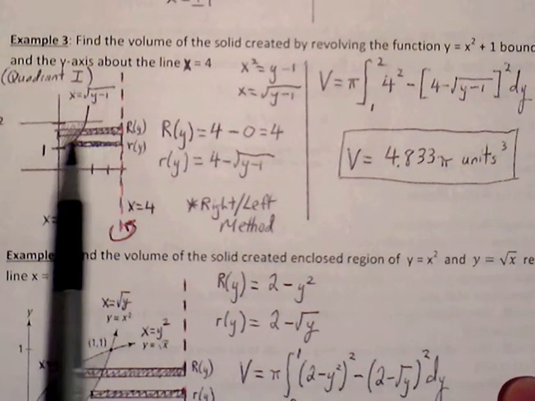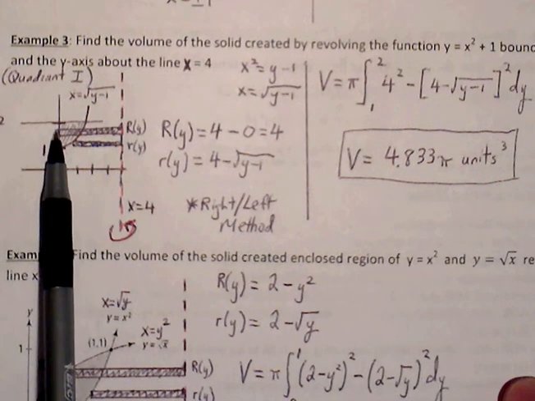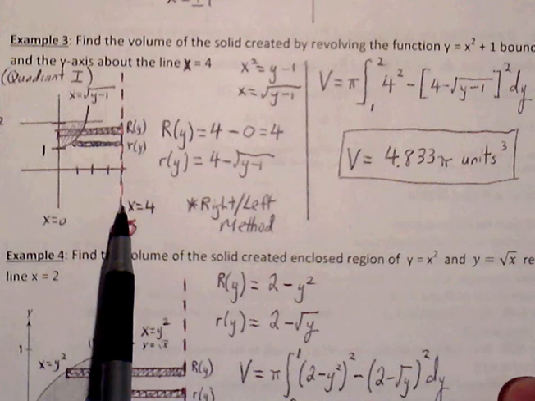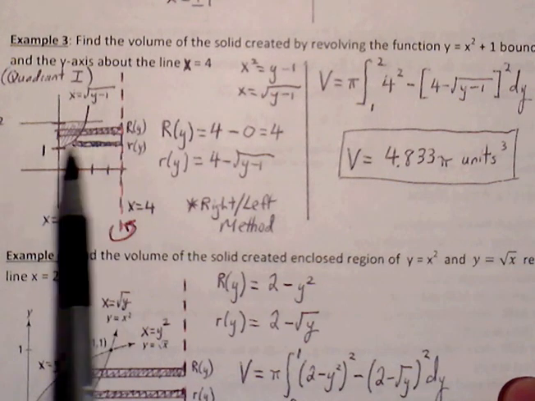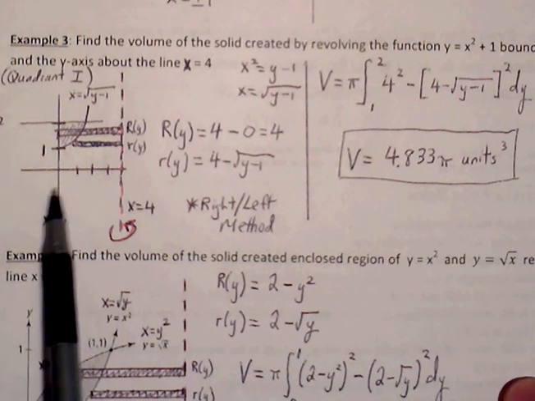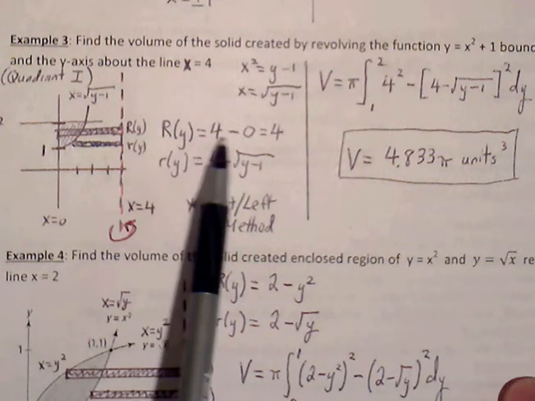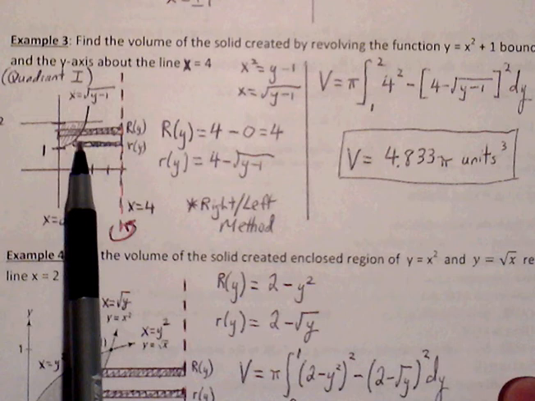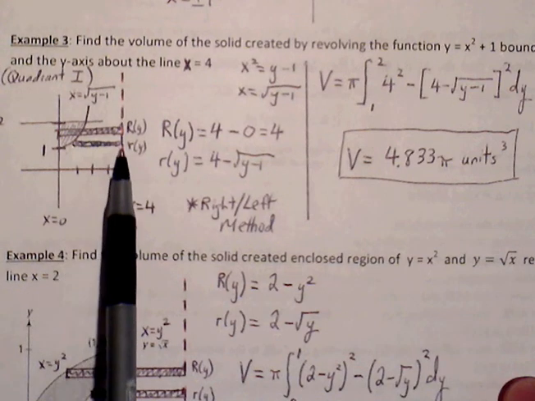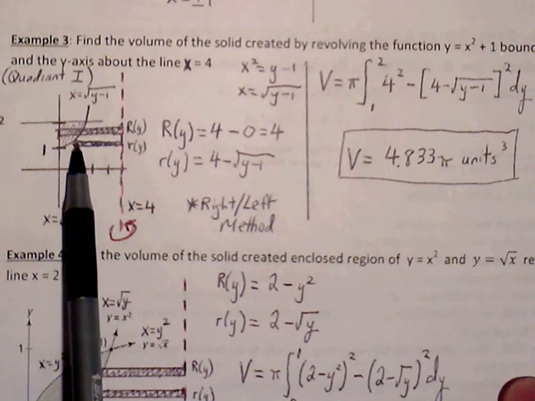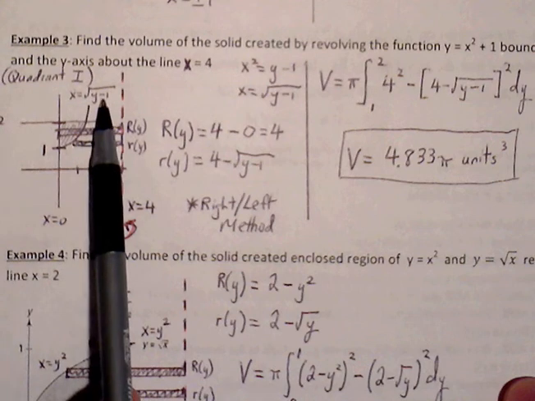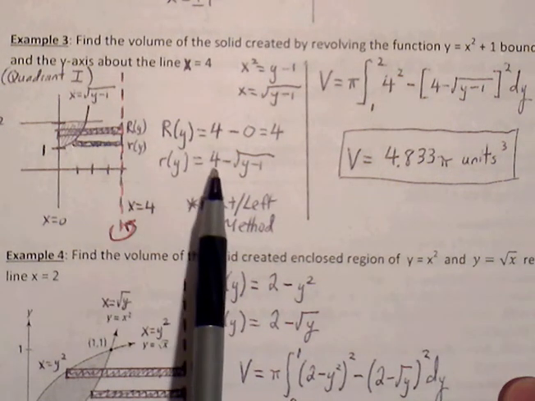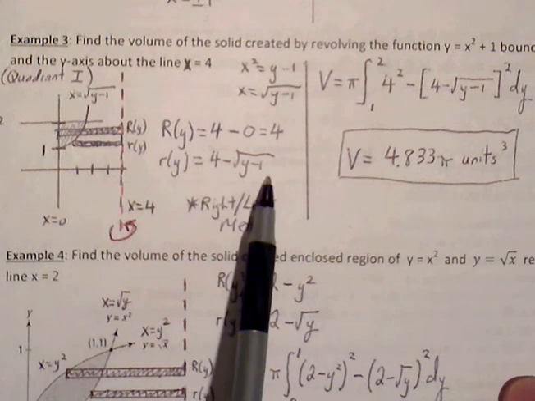Okay, so we look at big radius, which is the longer length. Look at the right endpoint. It is right on x equals 4. So 4 minus, look at the left endpoint, which is at 0. So we get 4 minus 0, which is 4. Okay, we look at the small radius. The right endpoint is at 4. The left endpoint is on the root y minus 1. So small radius is simply right minus left, or 4 minus root y minus 1.